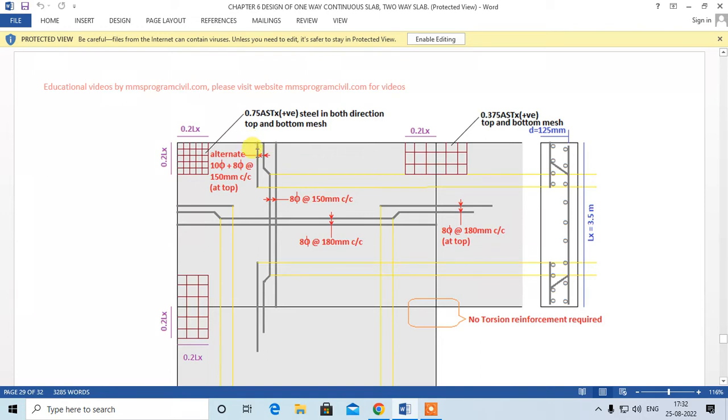Next to it, at a distance of 150, provide an extra 10 dia bar, right? So you can see this bar is this bar, this bent up is this bent up. So this is the steel at top, and this steel which we provide at the top is 10 bent up plus 10, then 8 bent up, and this is provided at a center to center of 150.